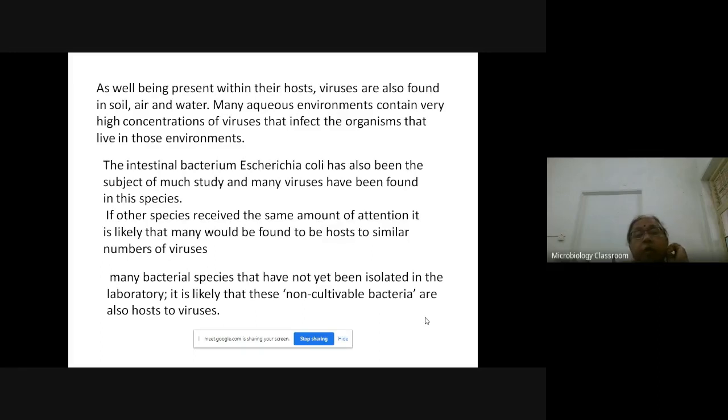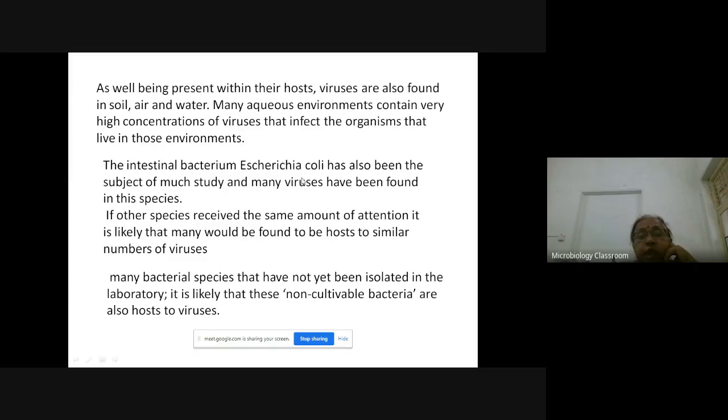Besides being present within their hosts, they are also found in soil, air, and water. Many aqueous environments also contain high concentrations of viruses, which are responsible for infecting the animals or the organisms in those environments. So as we have seen, viruses are ubiquitous; they are also found in soil, air, water. Aquatic viruses are also found to infect different types of flora and fauna in the aquatic environments.